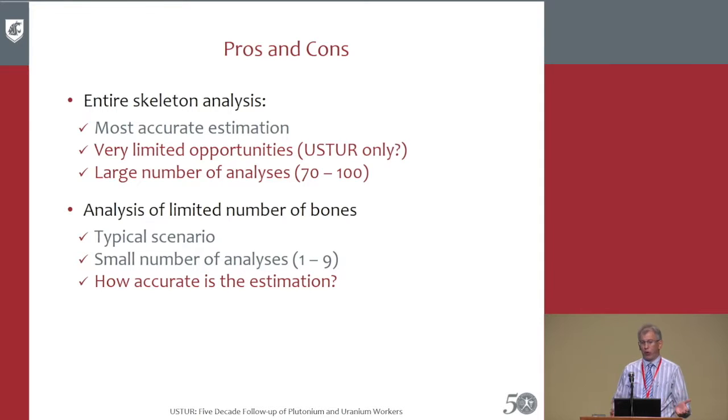What are the pros and cons of the two approaches? Entire skeletal analysis is probably the most accurate estimation of skeletal content. The cons are very limited opportunities. I don't know if there's any other place besides USTUR where you can do this. There is also a large number of analyses you need to perform, from 70 to 100. If you go into limited bone analysis, that's a typical scenario, what people usually take at autopsy. If you remember, 5 bones we took from the McCluskey case. But the question is, how accurate is your estimation?